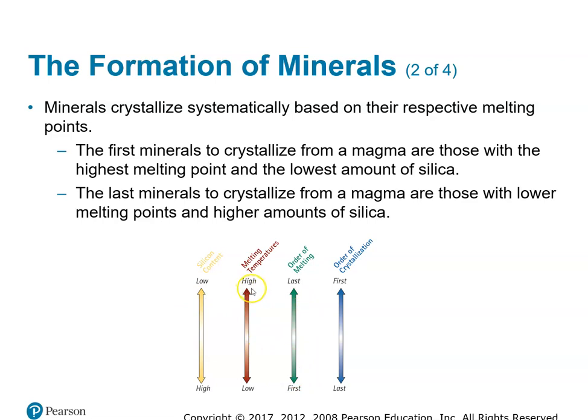Something that has an extremely high temperature for its melting point. Turns out that those crystals, that magma will crystallize first. So something with a really high melting point will crystallize, begin to turn into a solid before something that has a low melting point. And the stuff that has high melting points, when it begins to crystallize, tends to be low in silica.